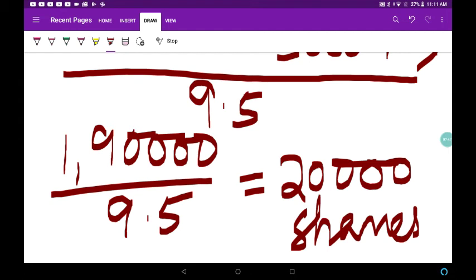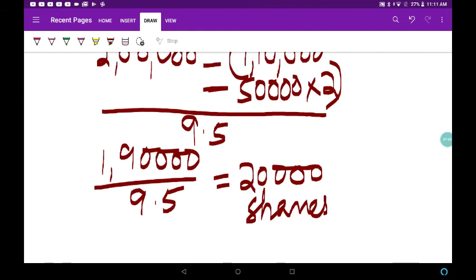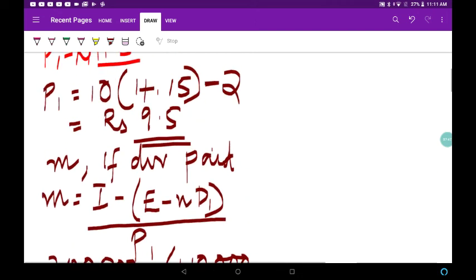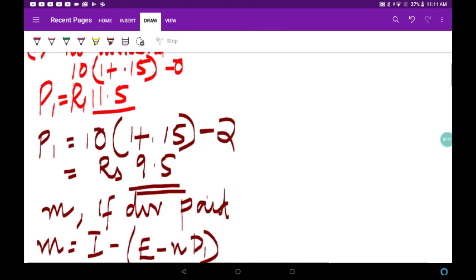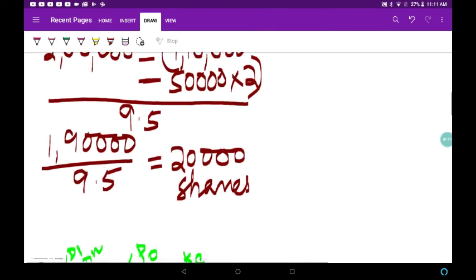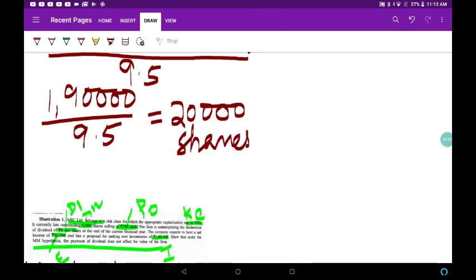Do the problem alone. And I'll give you 2 more problems as homework. So that way you can be clear about this MM approach. And tomorrow I'll start with the next theory, that is the Walter and the Gordon, and with that we'll come to an end of the dividend theory. Right? Okay, take care. Bye bye.